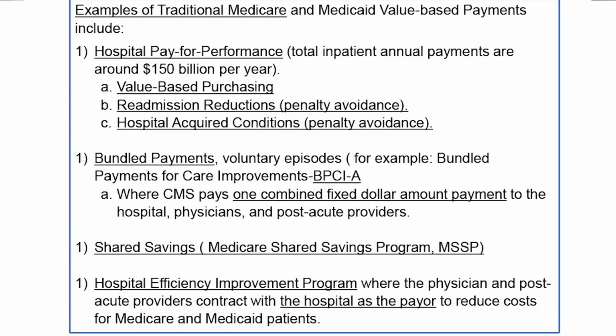The next type of level 2 model that will allow you to achieve additional value-based payments is called the bundled payments model, for example, BPCI, the Bundled Payments for Care Improvement model. In this case, CMS will pay one combined fixed dollar payment for the hospitals, physicians, and the post-acute providers combined. Then you have the shared savings model like the Medicare Shared Savings Program, otherwise known as MSSP.